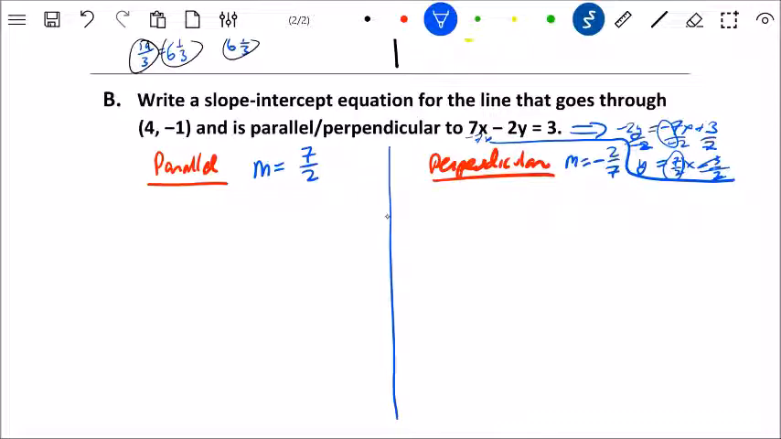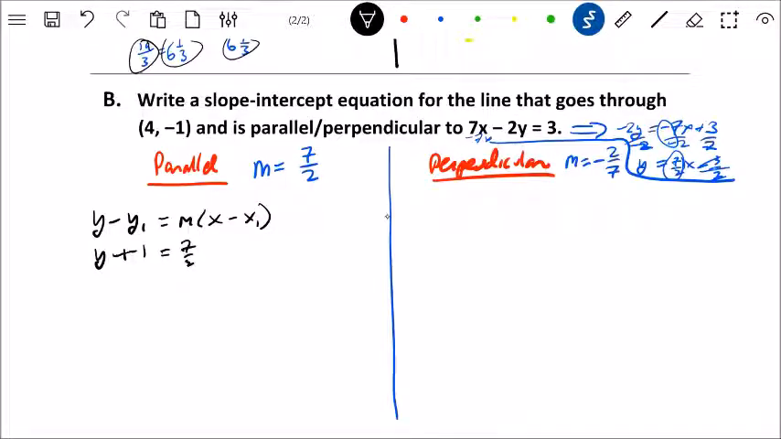This time I'll do the point slope form here. Y minus y1 equals the slope times x minus x1. So that's y minus a negative 1 makes this a plus. So y plus 1 is equal to, the slope is 7 over 2, and it's 4. Oops, it's x first. X minus that 4. Make that 2 clearer. In fact, I'm going to write that 7 over 2 overall a lot clearer. So that's the point slope form.